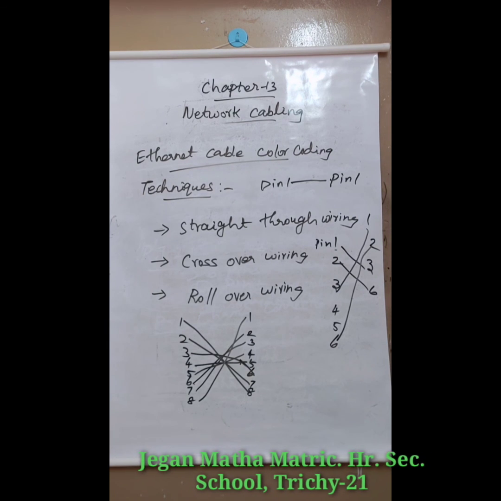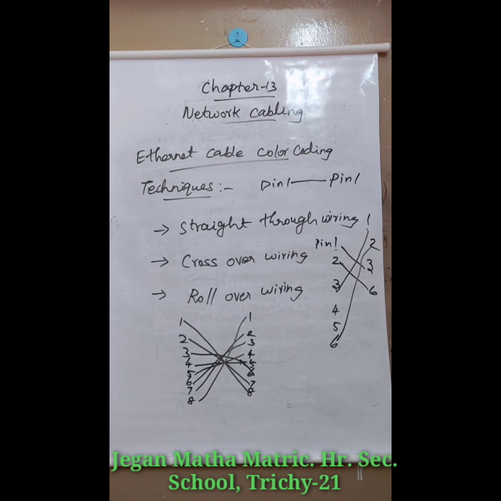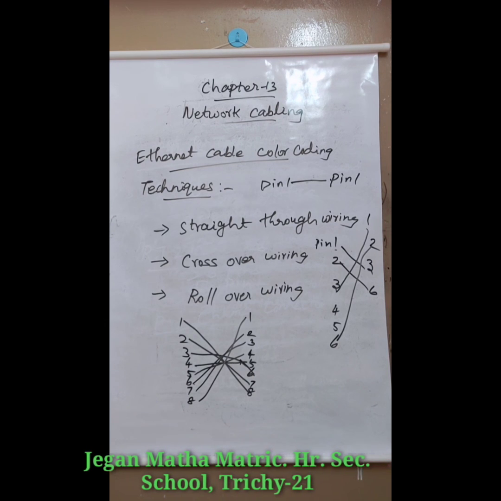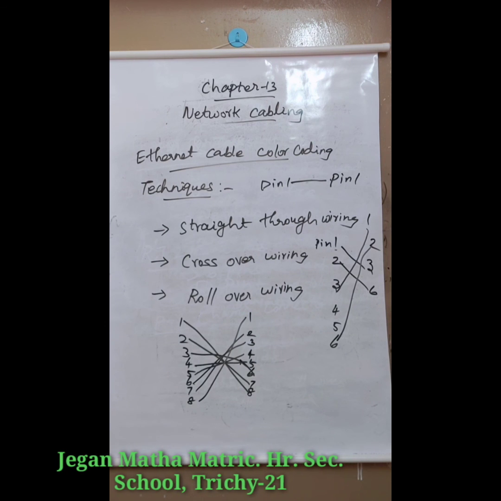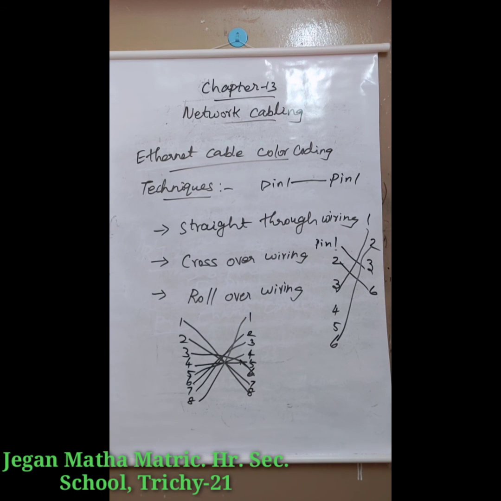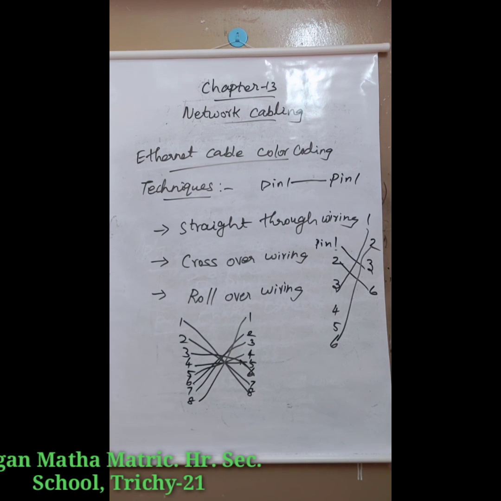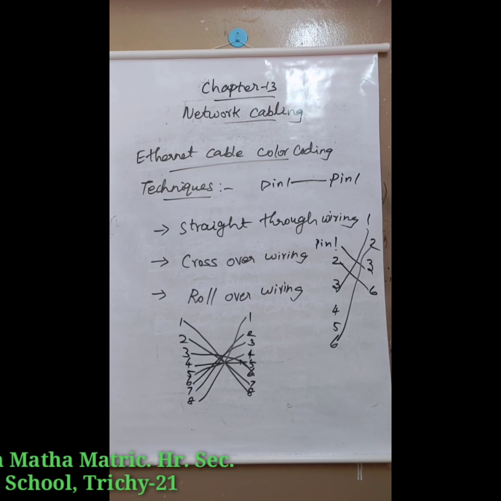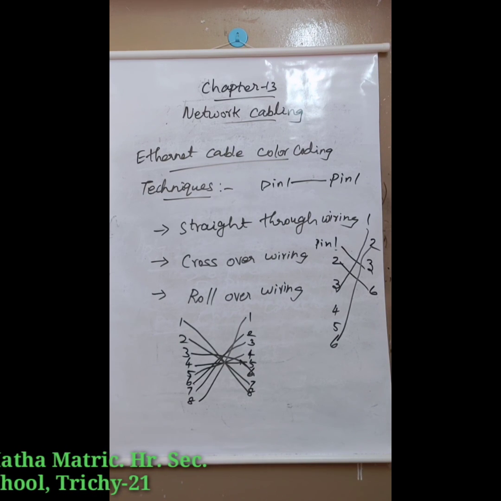These three arrangements are used to perform interface changes, but all three arrangements transmit data at the same speed. We use three types of color coding techniques: straight through, crossover, and rollover. Straight through means the colored wires are in the same sequence at both ends of the cable. Crossover means the first colored wire at one end of the cable is the third colored wire at the other end. And rollover means the colored wires are in opposite sequence at either end of the cable.